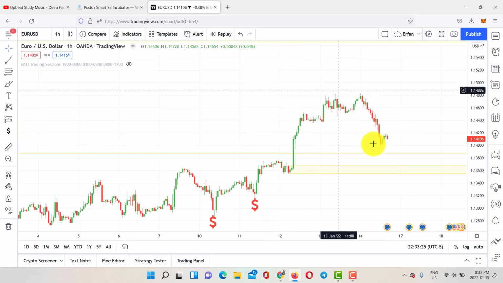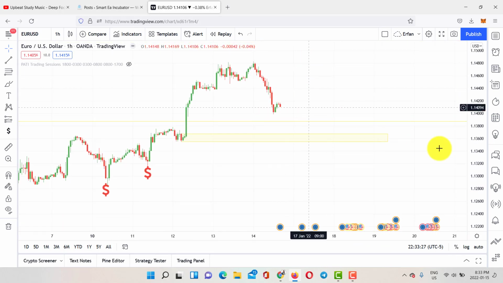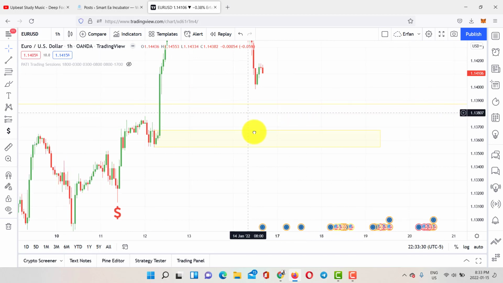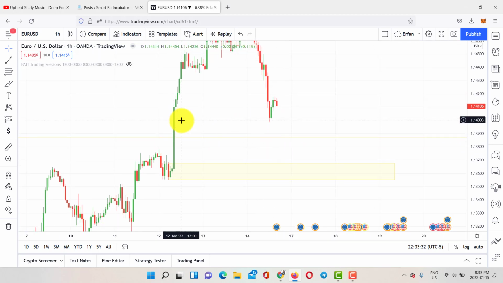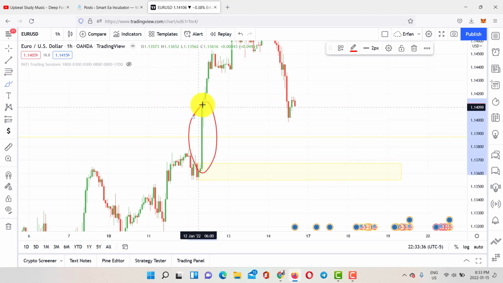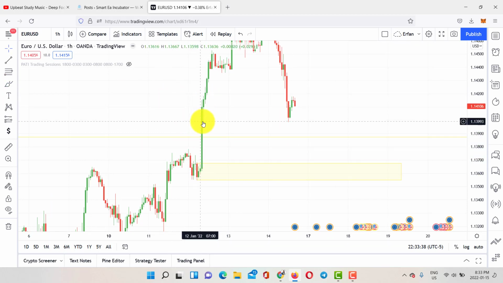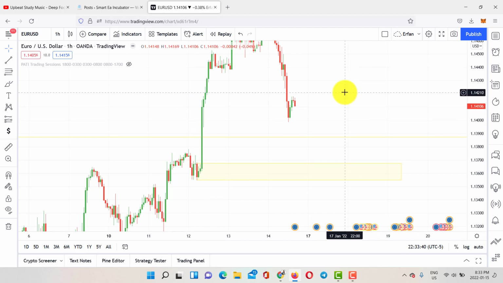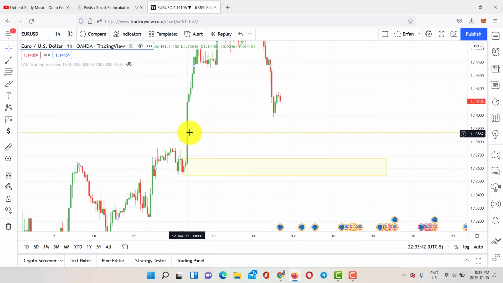So the market is trying to reach this level here, but we have to wait for a very good entry if we want to take a long position, because here this candle is a huge candle that left a lot of gaps itself. So the price has to come back to fill in these gaps.